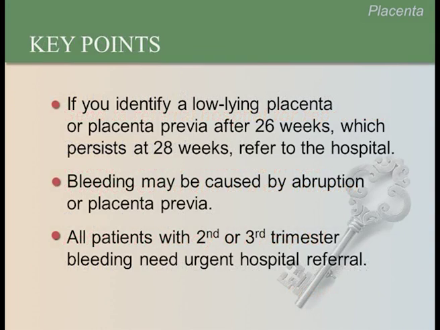Let's review some key points. If you identify a low-lying placenta or placenta previa, refer to the hospital if the abnormality persists on a scan at 28 weeks or later. Bleeding may be caused by abruption or placenta previa. All patients with second or third trimester bleeding need urgent hospital referral.